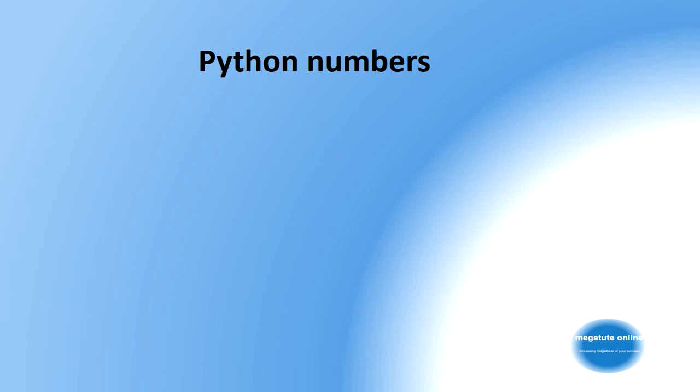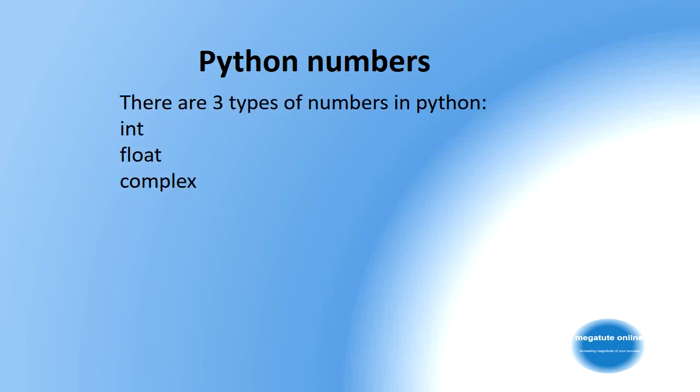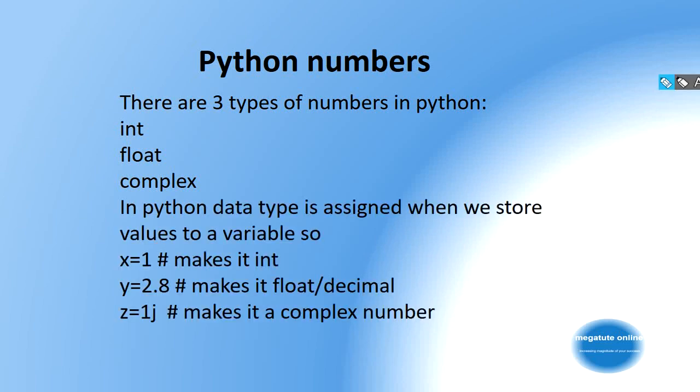Now, Python numbers. In Python data types, there are three categories of numbers which we use, and which are integer, float, and complex. So the integer values are any number which is non-decimal, a negative or a positive number. The decimal values are any number which has a decimal up to 1, 2, 3 places, and a complex number is any number which has a real and an imaginary part.